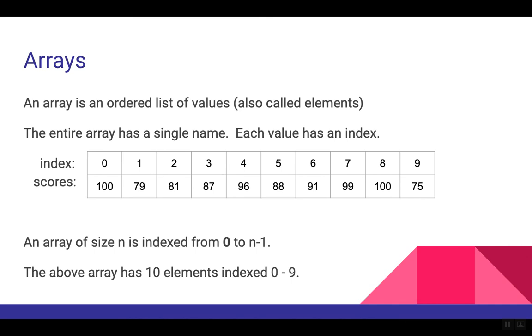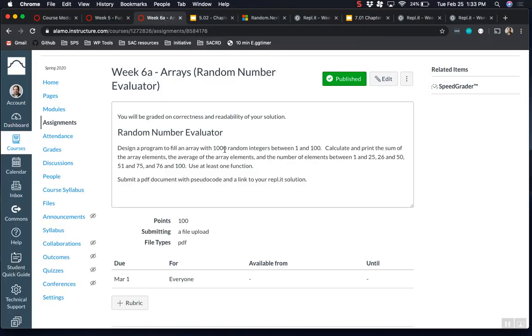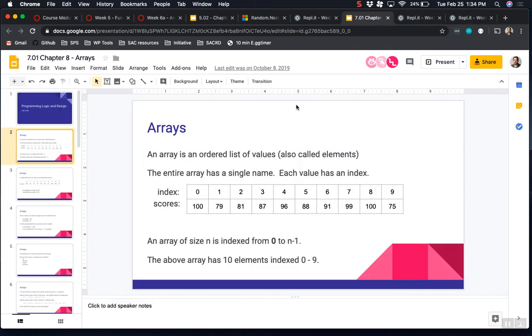Okay, so your homework this weekend is to use arrays. You'll use an array to calculate 1,000 random numbers and store them in an array. Is it 1,000 or 100? Yes, 1,000 random numbers, store them in an array, and then do some summations and evaluation on them. So you're going to use an array to store 1,000 numbers, and then do analysis over those 1,000 numbers using some for loops. Okay.